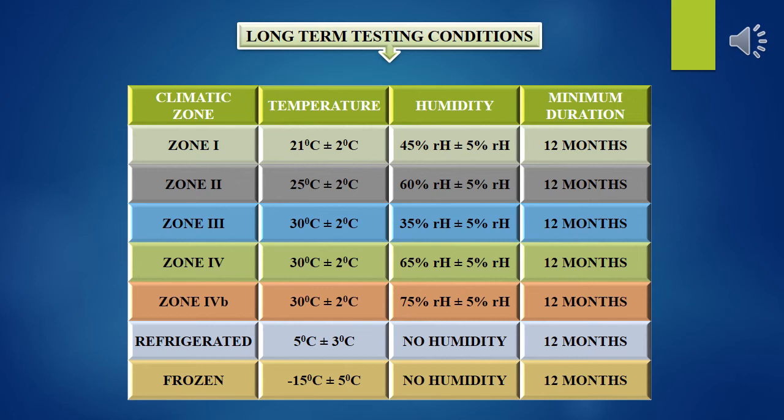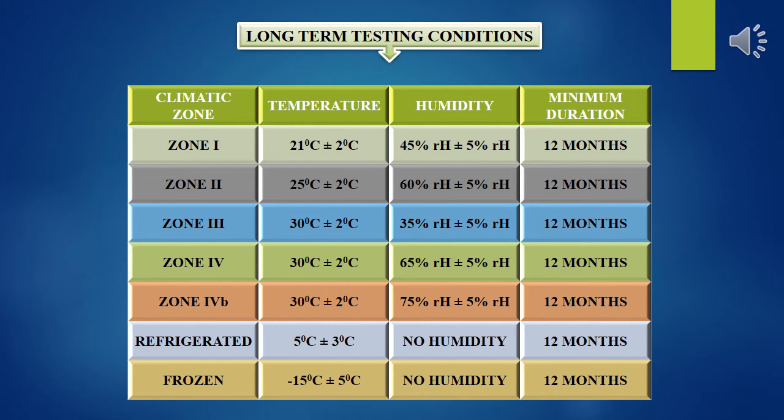Next we will see about long-term testing conditions. Long-term means a 12 month period, 1 year, in which we are testing stability of a drug product or drug substance. So what are the temperature and humidity conditions during long-term studies? For zone 1, it is 21 degrees Celsius plus or minus 2 degrees Celsius and humidity 45% RH, or relative humidity, plus or minus 5% relative humidity.